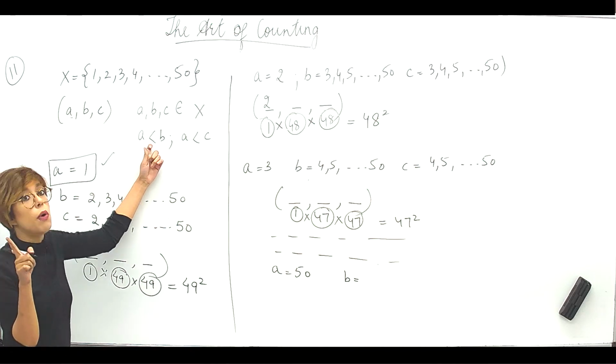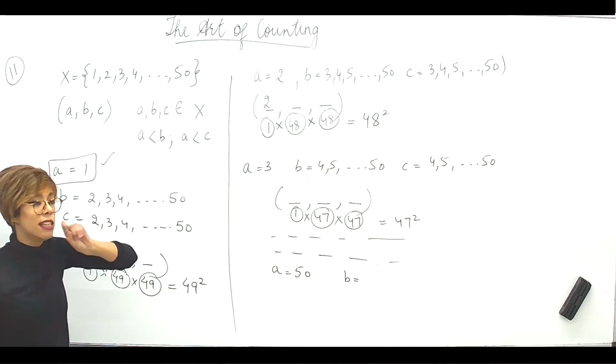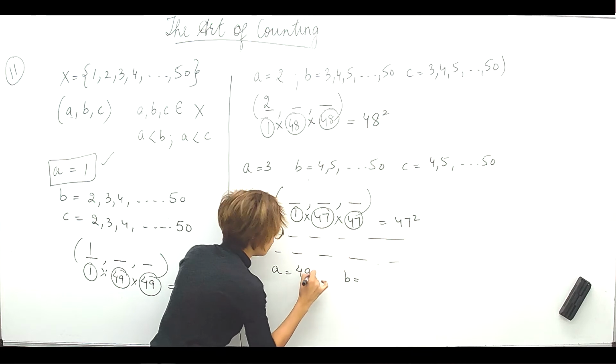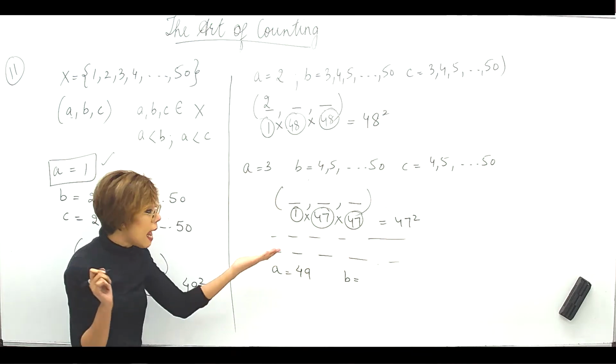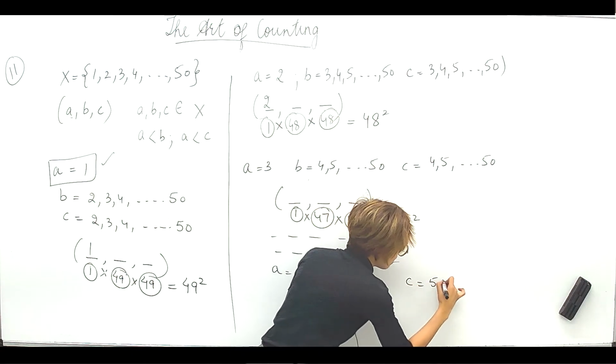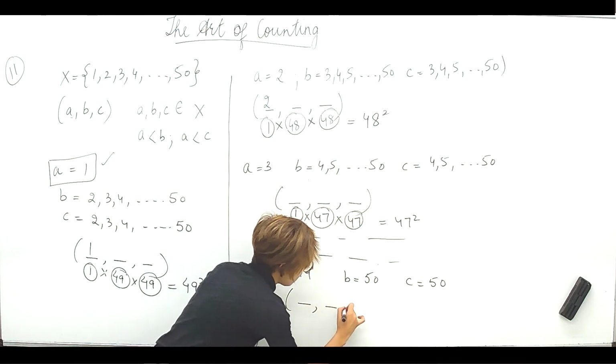Careful. You can't say it is 51. It is out of the set. It is out of the collection. Right? So A can't be 50. So, can it be 49? Yeah, 49 can be there, because then I can put B as 50 and C also as 50. Right? Fill up.